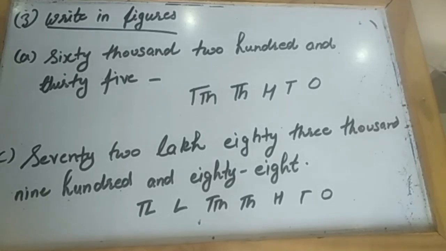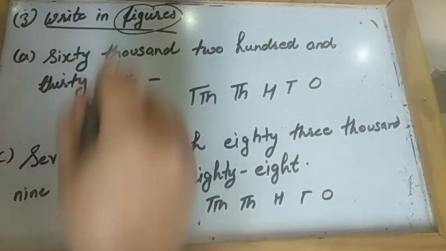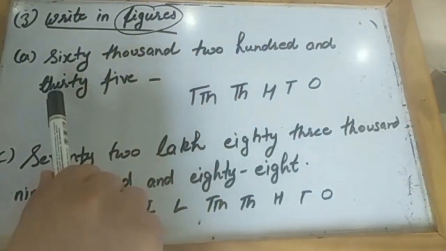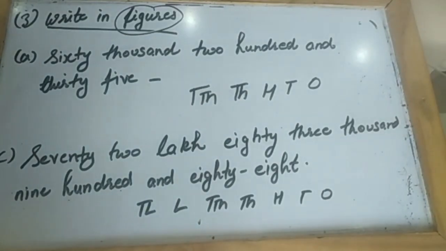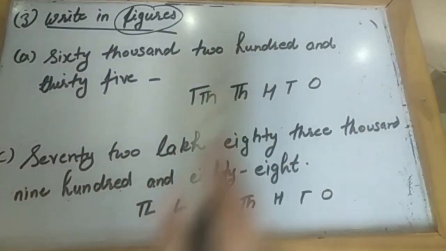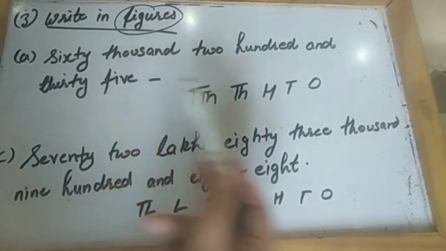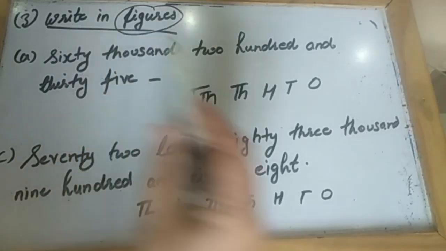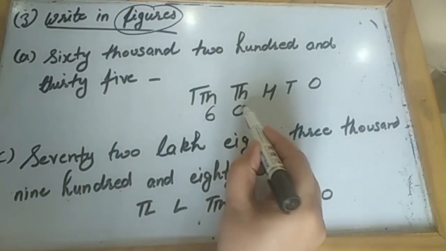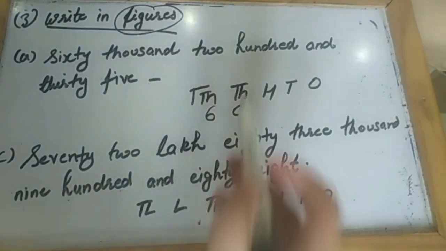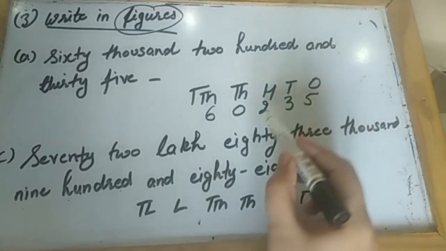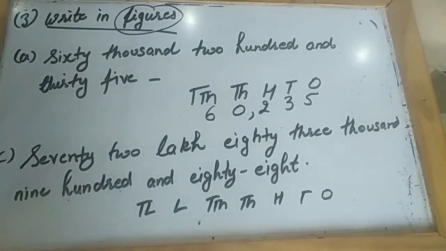Now we start with the third question, which says write in figures. They have given you the numbers in words, and we have to write them in figures. Okay, the first is 60,235. Whenever you have to write in figures, it's always better to write the place values first. Now this is 60,000, so put the 60,000 under the thousands column, and 200, so 2 under the hundreds column, and 35. So this is how we write the numbers in figures.